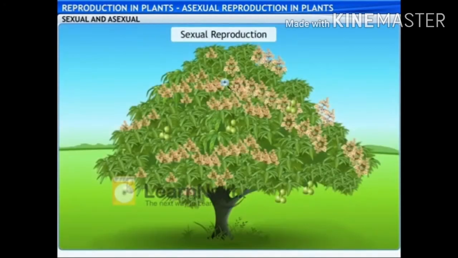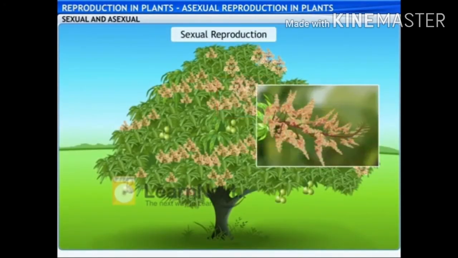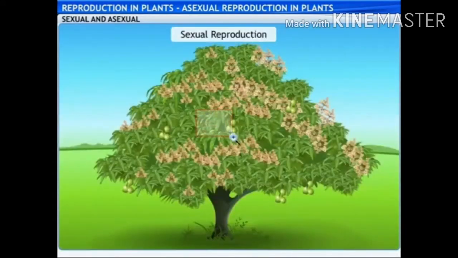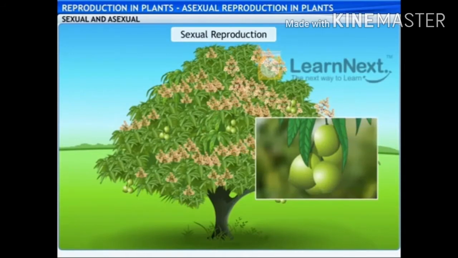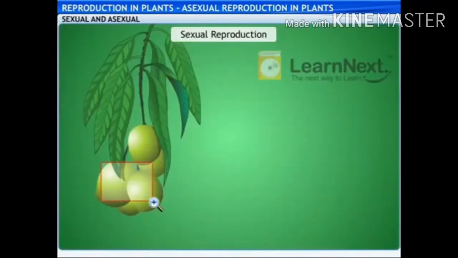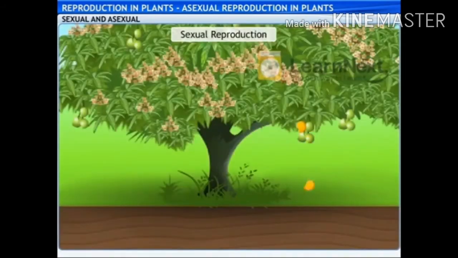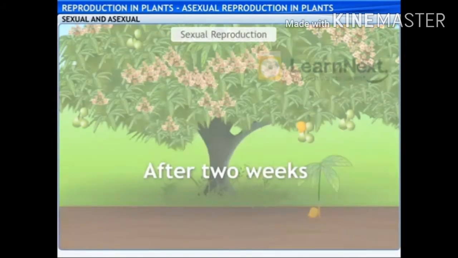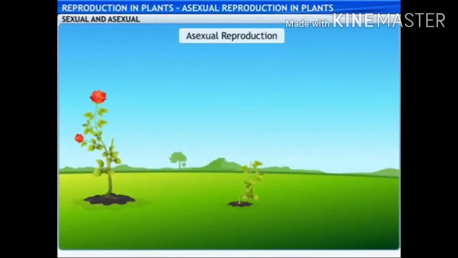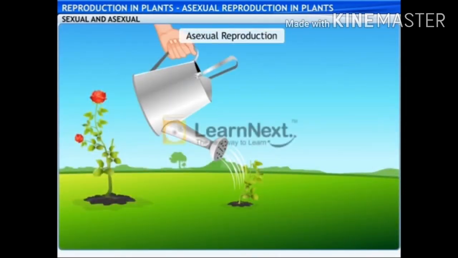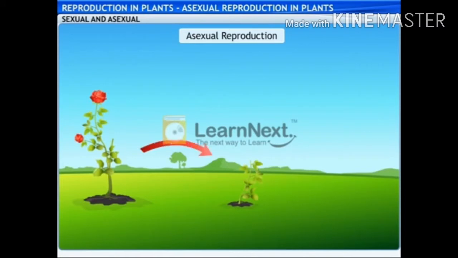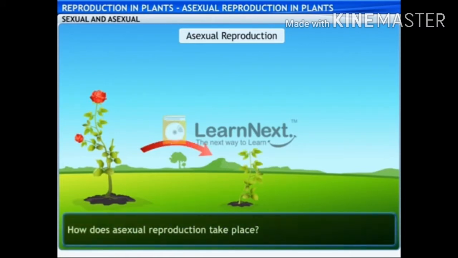The sexual mode of reproduction involves the fusion of the male and the female gametes to form seeds that eventually develop into a new plant. The seeds are formed inside the fruit. On the other hand, in the asexual mode of reproduction, a new plant is grown from any other part of the plant other than the seeds.